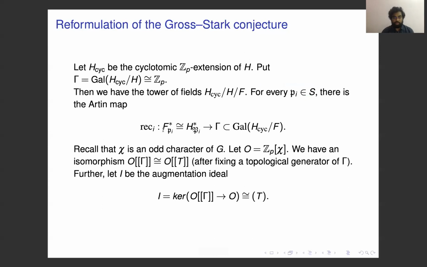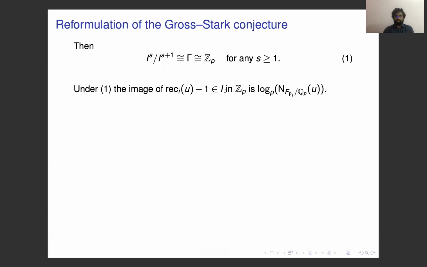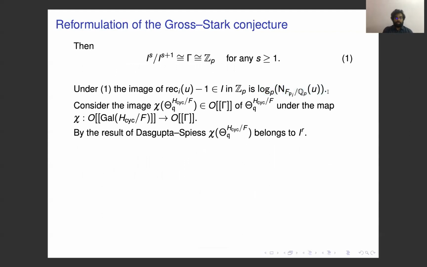Yeah, it's quite explicit. You take norm of any element from this down to QP, and then you take p-adic log of that. So that lands inside ZP, and you use that gamma is isomorphic to ZP. Okay, so the element in I mod I squared is simply this log. Okay. All right. So this is one side of Gross-Stark.